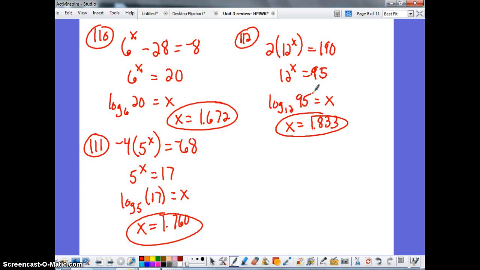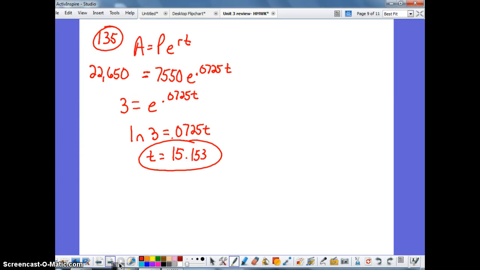All right, I'm just going to double check my answer right now. 112, 1.833 is correct. All right, continuing on there, we now are going to do 135. These last three problems, 135, 145, and 147, were problems.